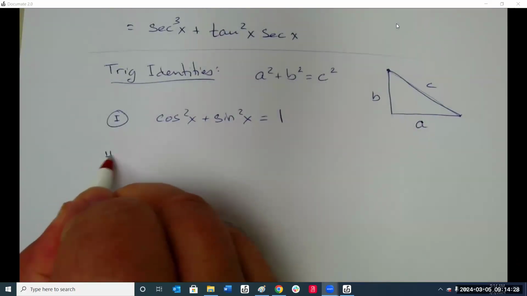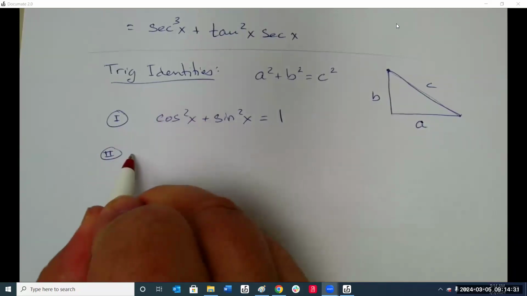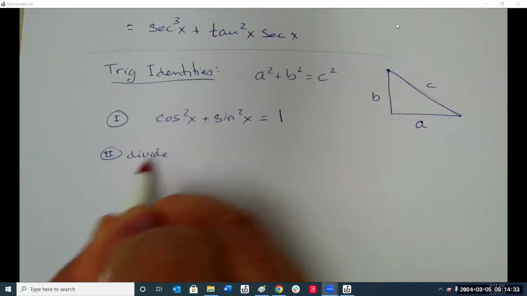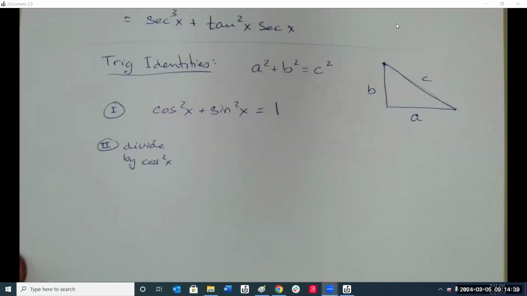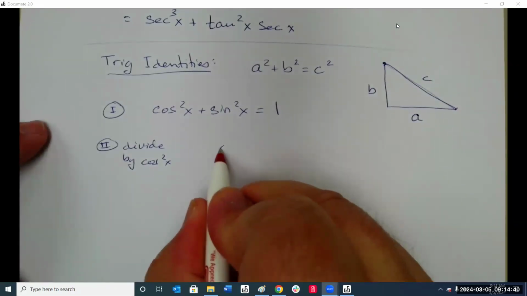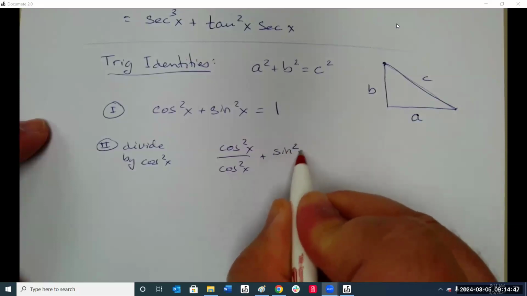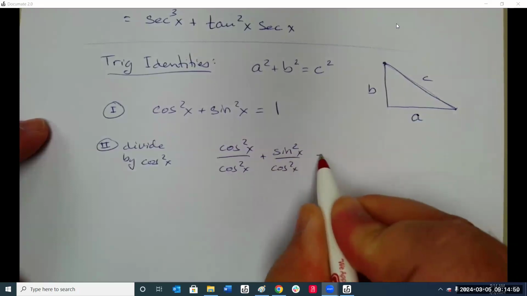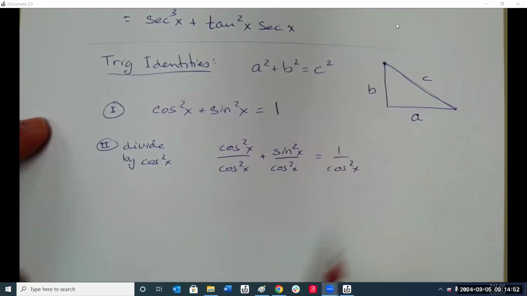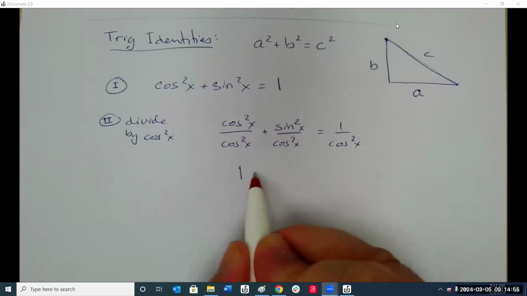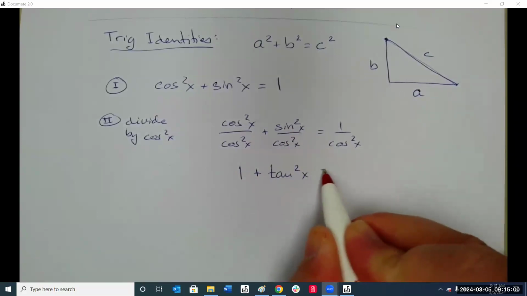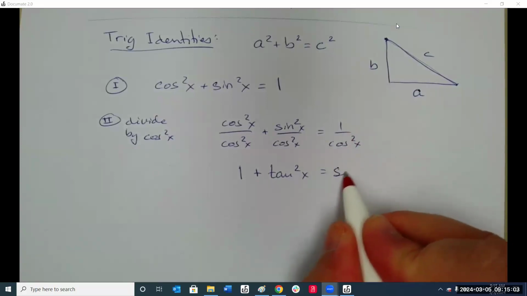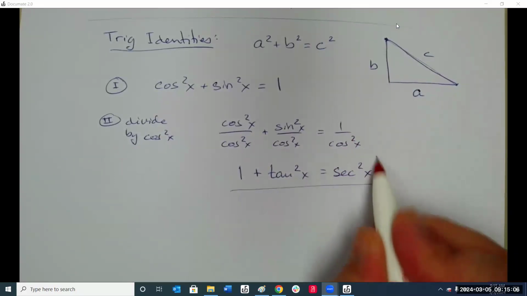Now, for our second identity, divide each term by cosine squared x, which is cosine squared x over cosine squared x, sine squared x over cosine squared x, 1 over cosine squared x. This becomes 1. Sine over cosine is tangent squared x. 1 over cosine is secant squared x. This is our second identity.